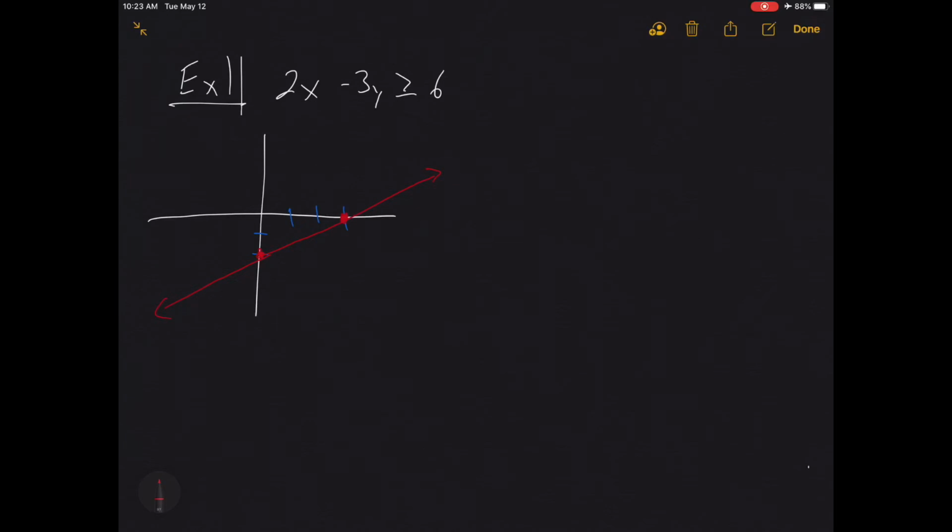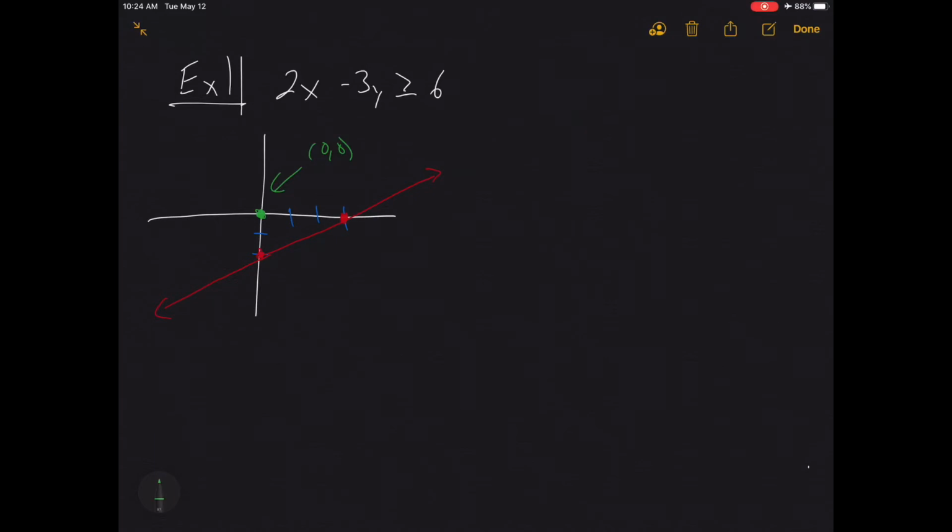So what we have to do is take a test point. And I'm going to take an easy point here to test. The easiest thing to do, if you can test it, is to test the origin. So if your lines do not go through the origin, that's a very easy point to test because that's the point 0, 0. So I'm going to plug 0 into both x and y because that's the point. So this will be our test point, 0, 0.